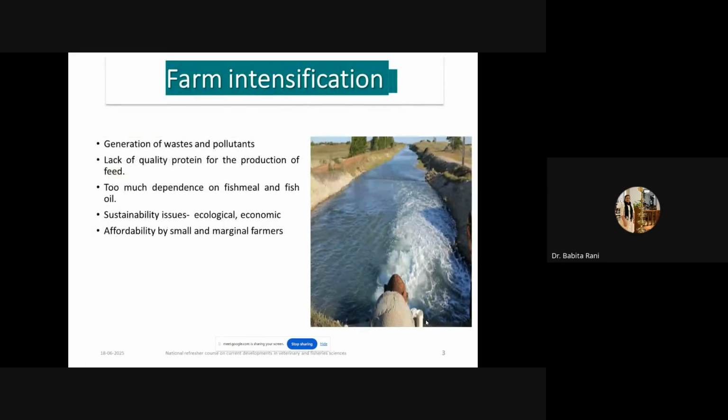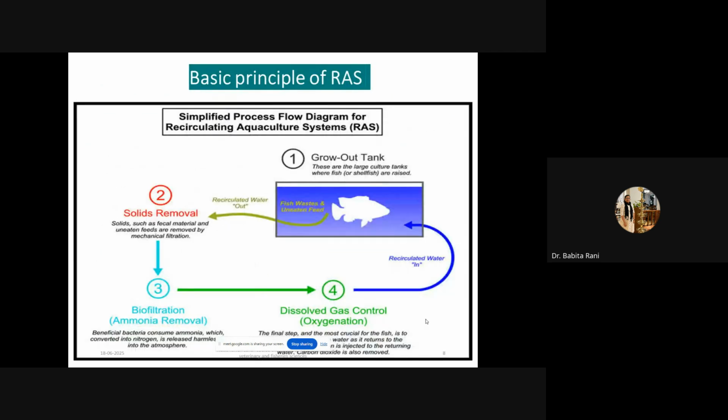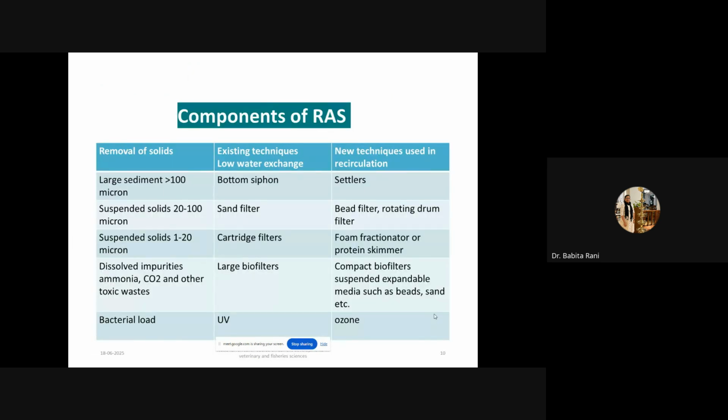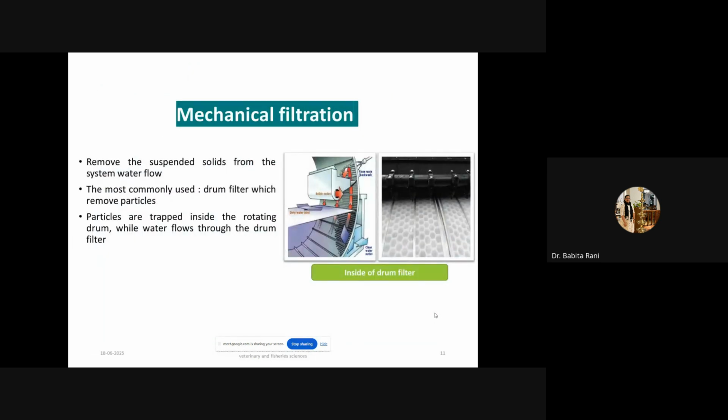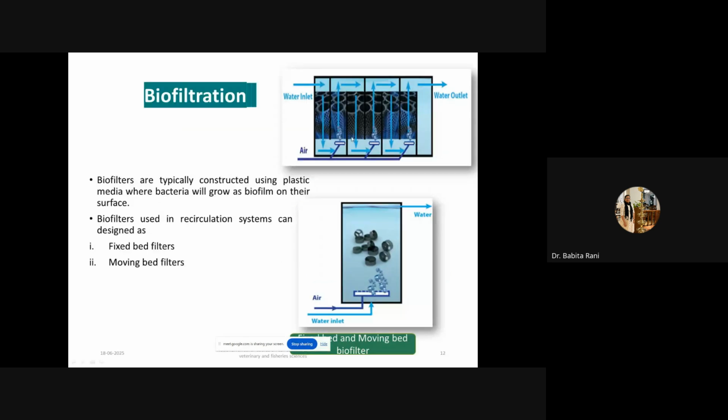Okay, thank you. There is a network issue in all our offices that we face. This is a mechanical filtration. We can see here there is a rotating drum where you have a solid outlet, and the dirty water will be going outside through this, and the clean water will be going to the other side. So we can see here two types of filters. One is the fixed bed biofilter and the next one is the moving bed biofilter.